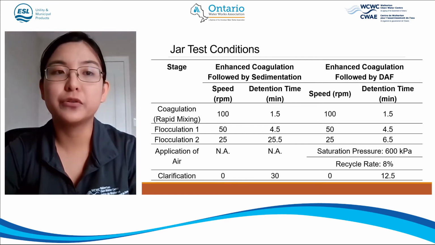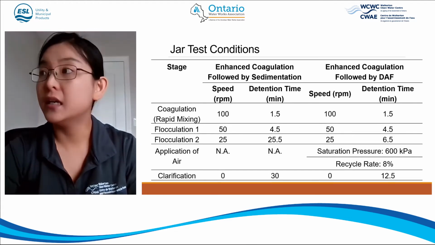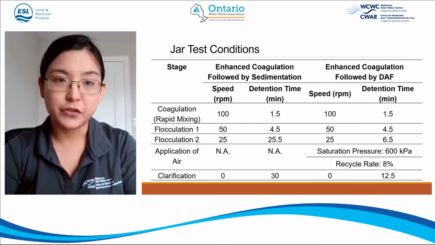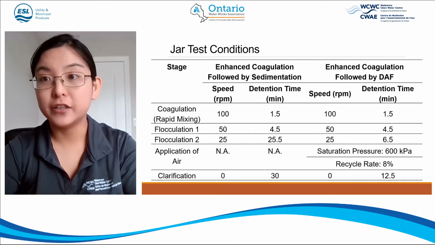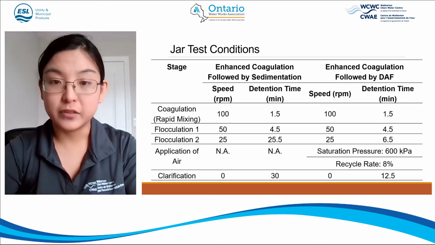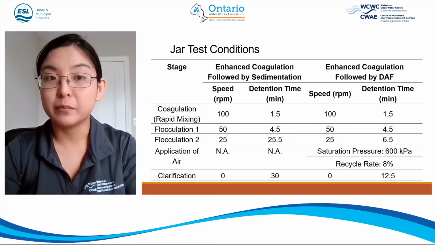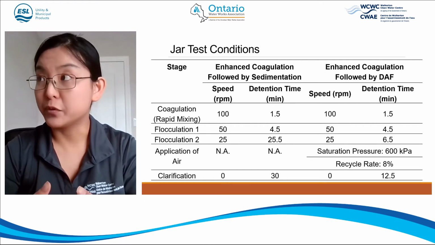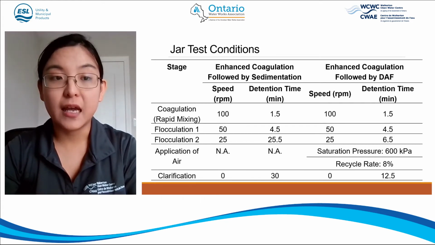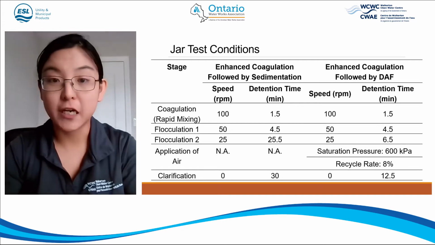So this is a table showing our jar test conditions. You can notice that the left-hand column is the conventional sedimentation, and the right-hand side is the DAF jar testing conditions. You'll notice that they're set up slightly differently because we want to optimize the performance of each treatment technology and then compare their performance. That's why the conventional sedimentation has longer second-stage flocculation and clarification time.